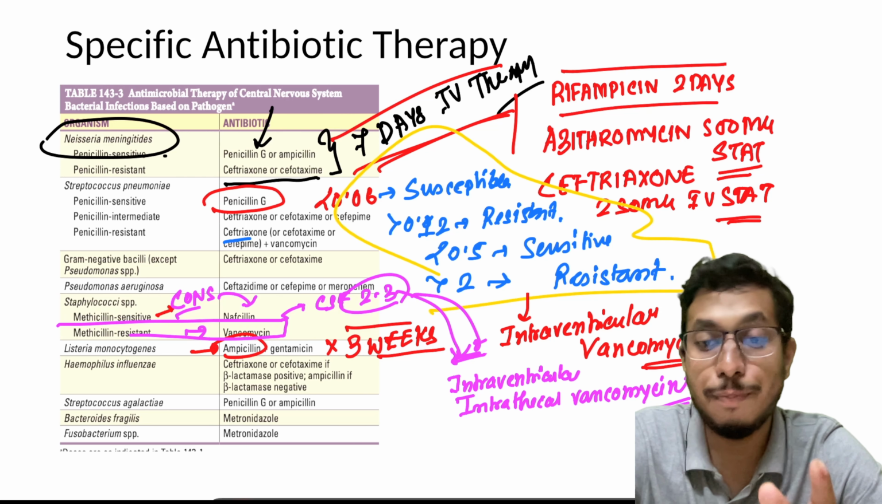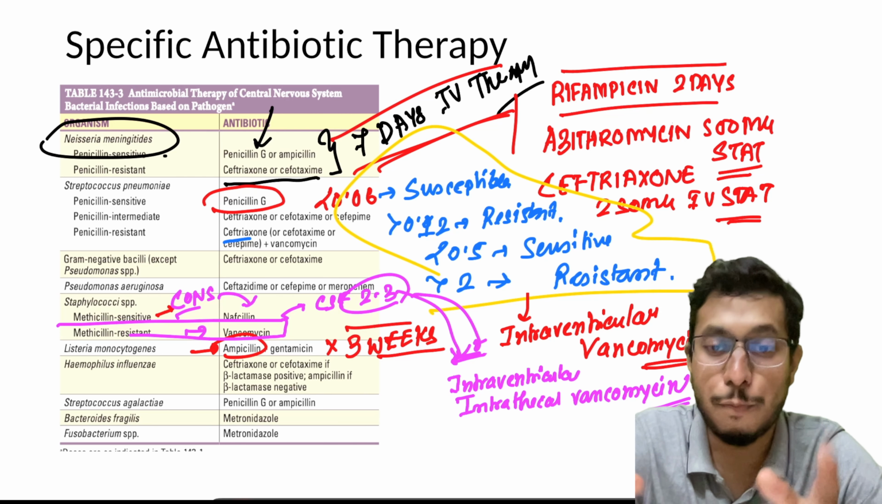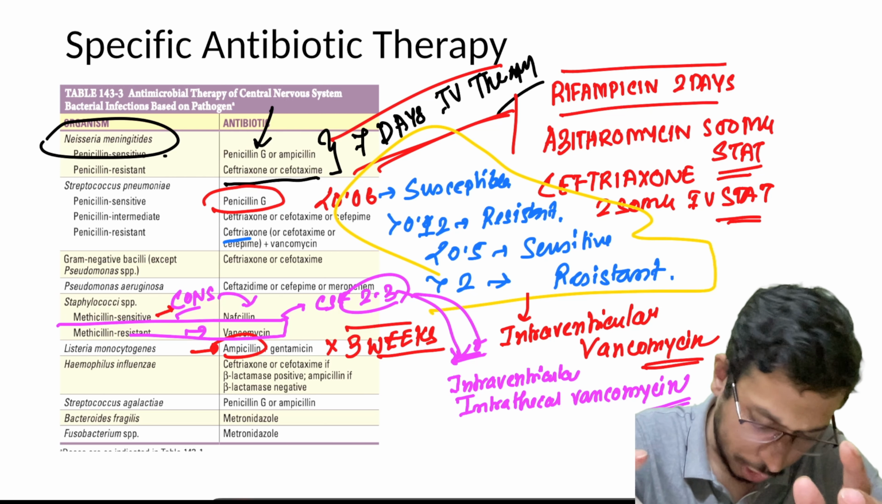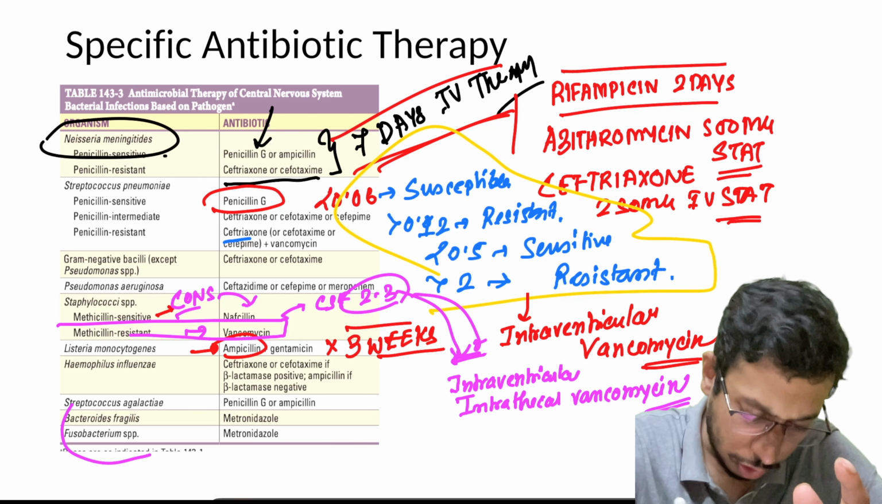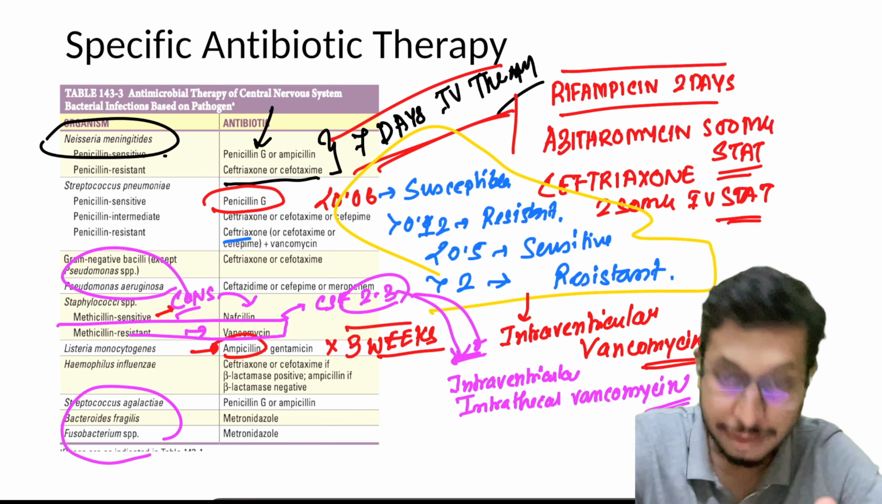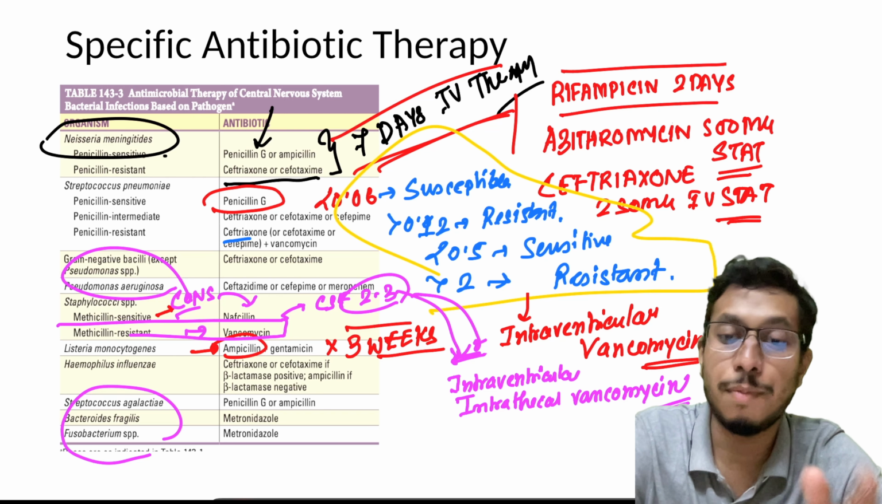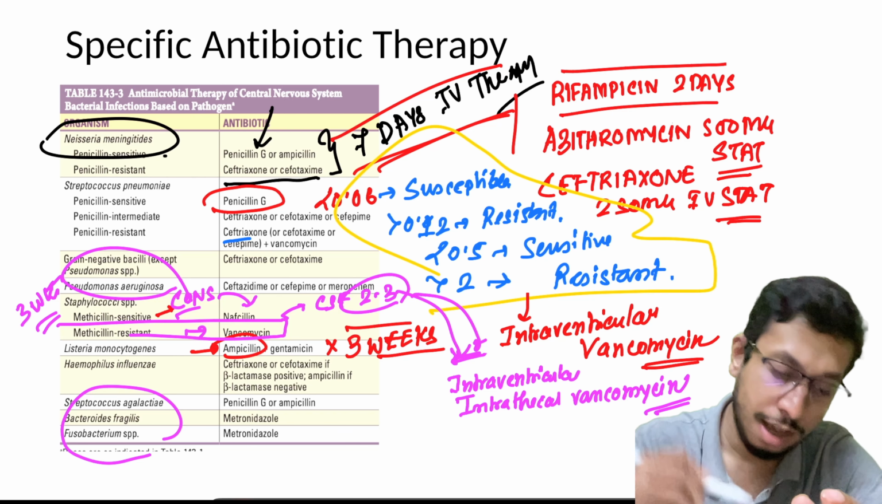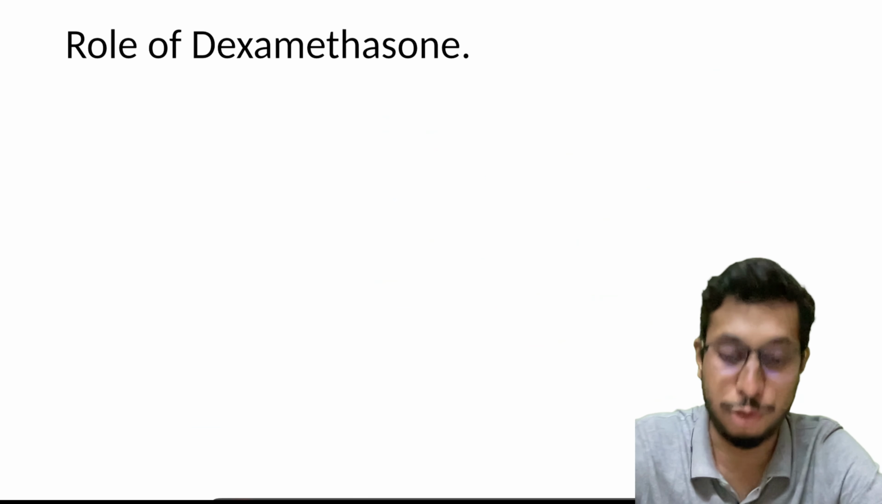So if gram-negative bacilli meningitis is suspected, cefotaxime, ceftriaxone, or ceftazidime is the choice. For Pseudomonas cases, we choose ceftazidime or meropenem. Duration of therapy for Pseudomonas is 3 weeks. Okay, that is the specific antibiotic therapy we need to give.